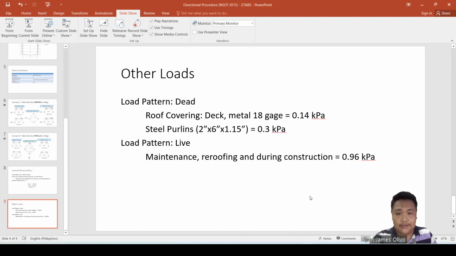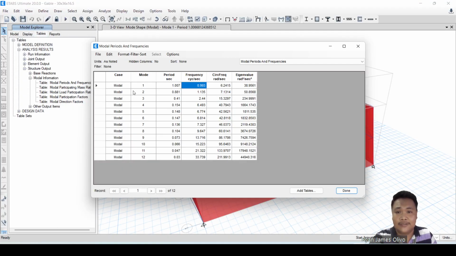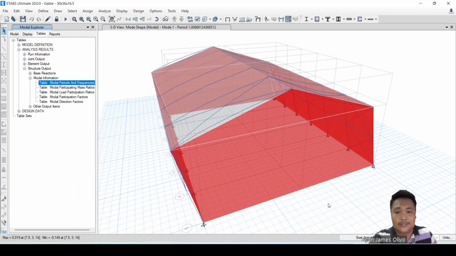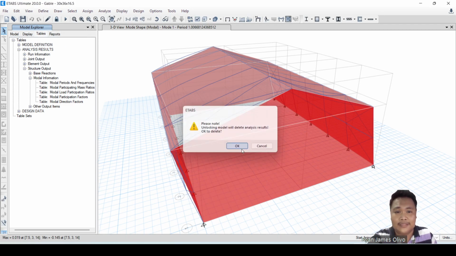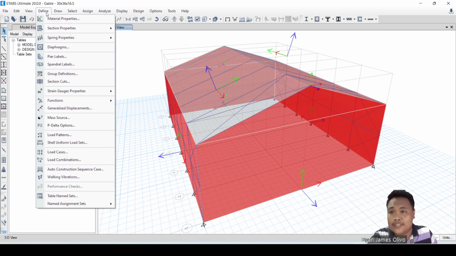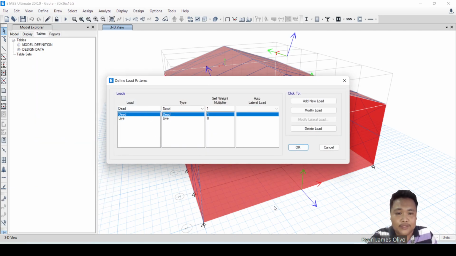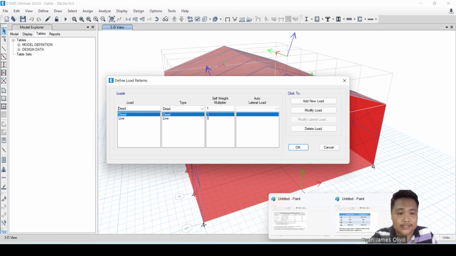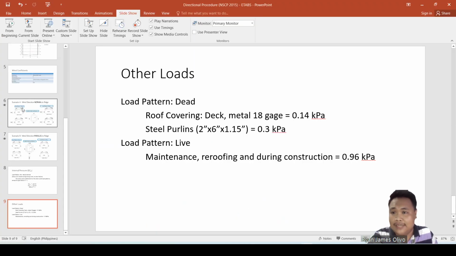So I spent almost 10 minutes here discussing this. So let's go here. What shall we do here? Let's unlock it. The purpose of this one is to find the fundamental frequency. So let's try to input some loads here. First, let's define load patterns. How many load patterns should be defined? We have 3 load patterns.